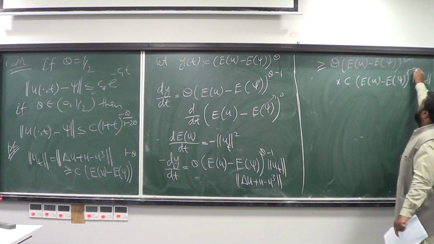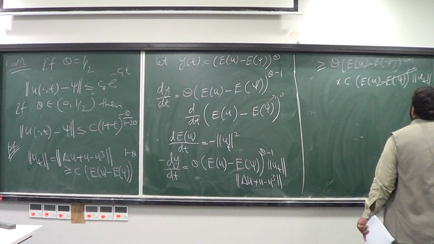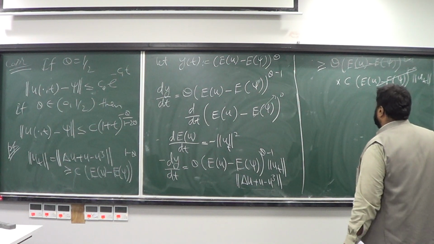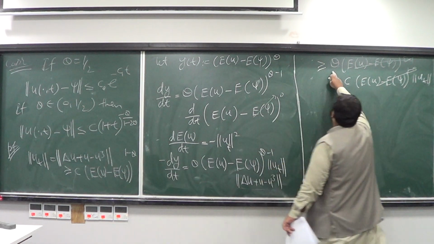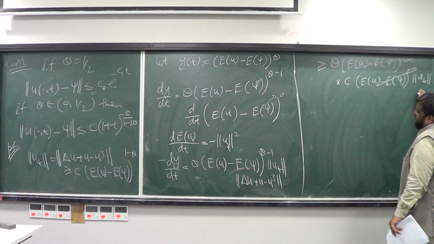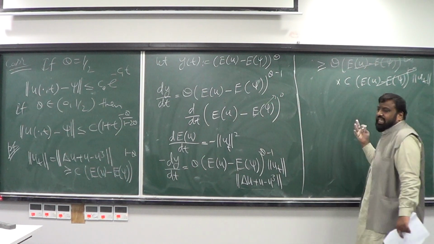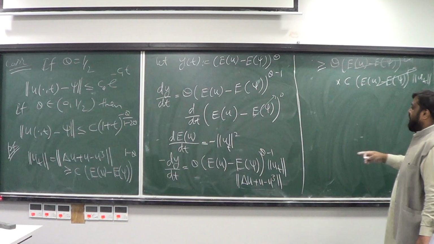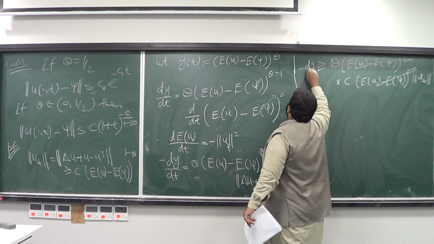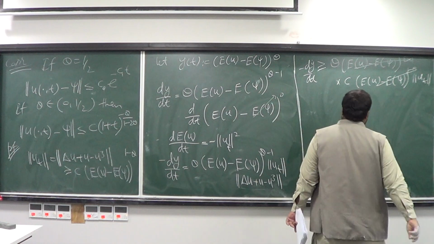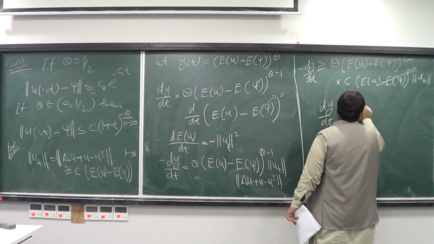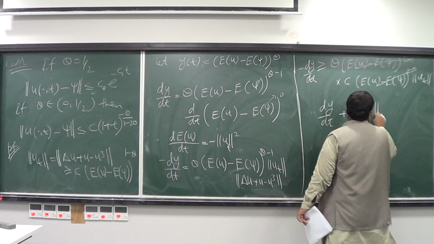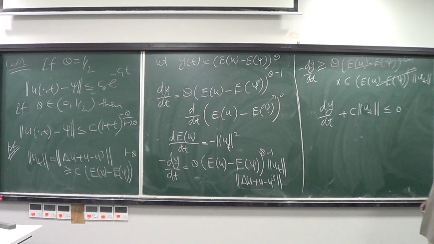You can clearly see that these two powers are opposite, so you can cancel them out. What follows now is that minus dy by dt is bigger than or equal to theta times c times the norm of u_t. I can call this theta times c again a constant c. So this inequality, minus dy by dt bigger than or equal to this, can be written as dy by dt plus c times the norm of u_t less than or equal to 0.